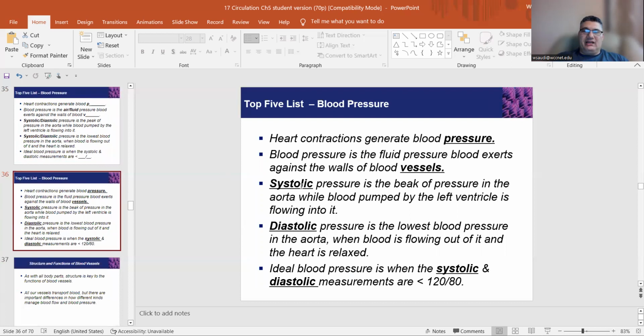So again, pressure has 2 components, systolic and diastolic. Systolic is the highest, the peak during contraction. Contraction is systole. Diastolic is the lowest one during relaxation. And that's why you have this reading.